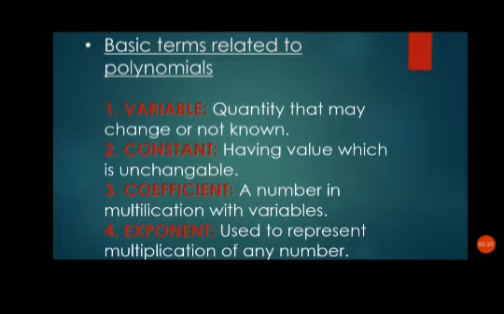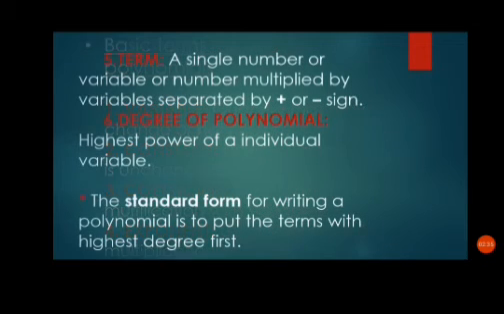The fourth one is exponent. Exponent is used to represent repeated multiplication of a number. Fifth is term, a single number or variable or number multiplied by variables, separated by plus or minus sign. Sixth one is degree of polynomial. The highest power of an individual variable is known as the degree of the polynomial.